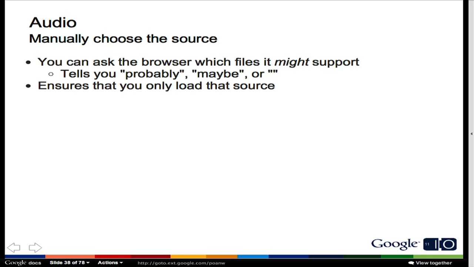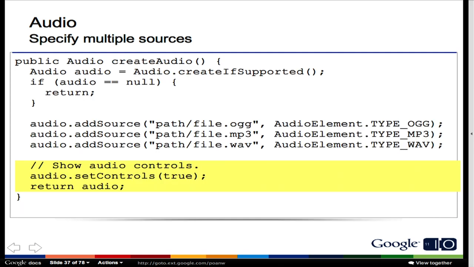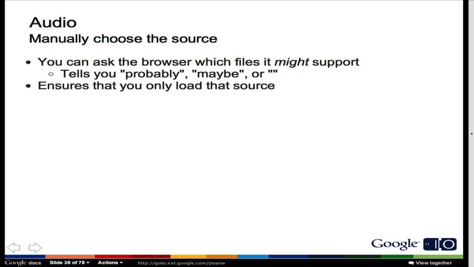So I showed you on this slide how to let the browser download files for you and figure out which file to download. The problem is not all browsers are super intelligent about how they do this. They may download all the files anyway, which is probably OK for a small sound clip. But if you have a large sound clip or a very large file, you want to be very sure that you only download 1 file. So you can manually choose which file you want to download. To do that, you ask the browser, can you play this type? And it responds, probably, maybe, or empty string, as you might expect.